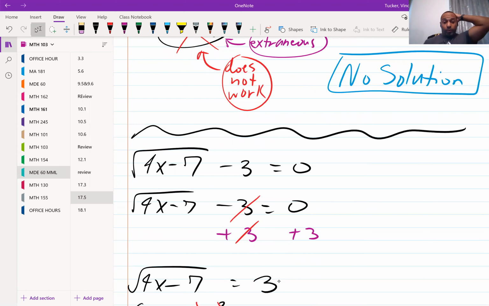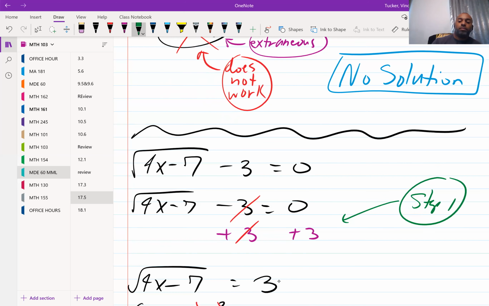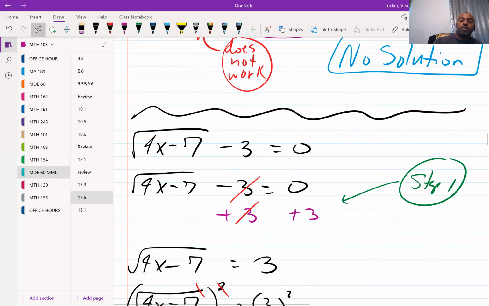All right, next one: the square root of 4x minus 7, minus 3, equal to 0. Notice this time we have a minus 3 outside of the radical. We do not have the radical on one side of the equation by itself. So what we need to do first is add 3 to both sides. This is one situation where step 1 was needed. We had to add 3 to both sides and isolate our radical.